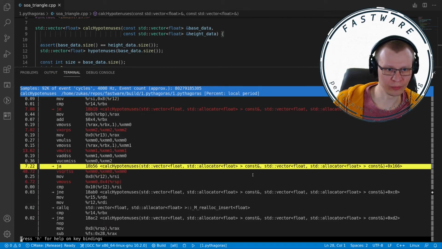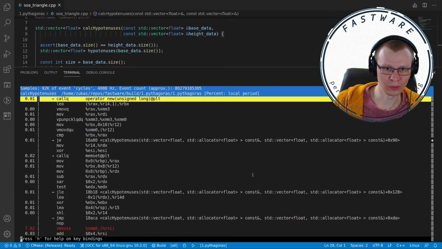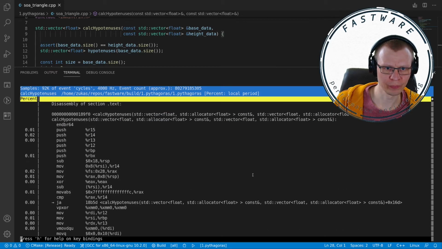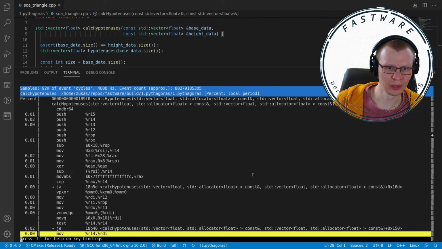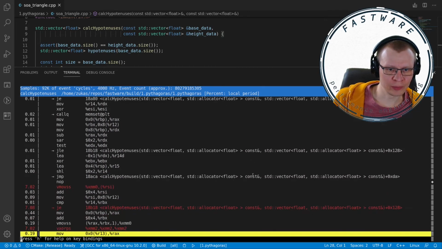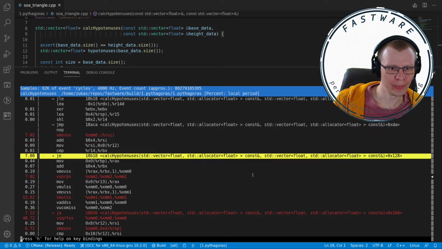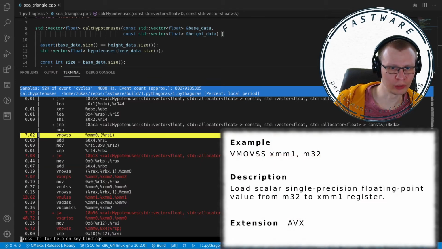So here we have this function. This is the beginning. So calc hypotenuses, and it does a lot of preparation. And then what it does is move and multiply. But again, have a look at these instructions. Vector move single precision. Now this is not what we want.